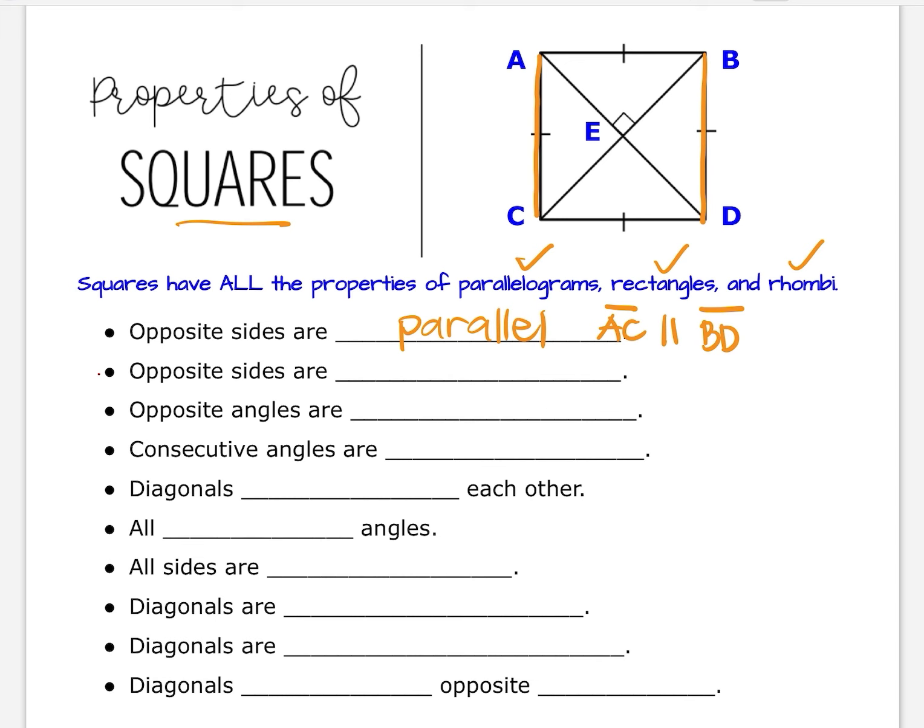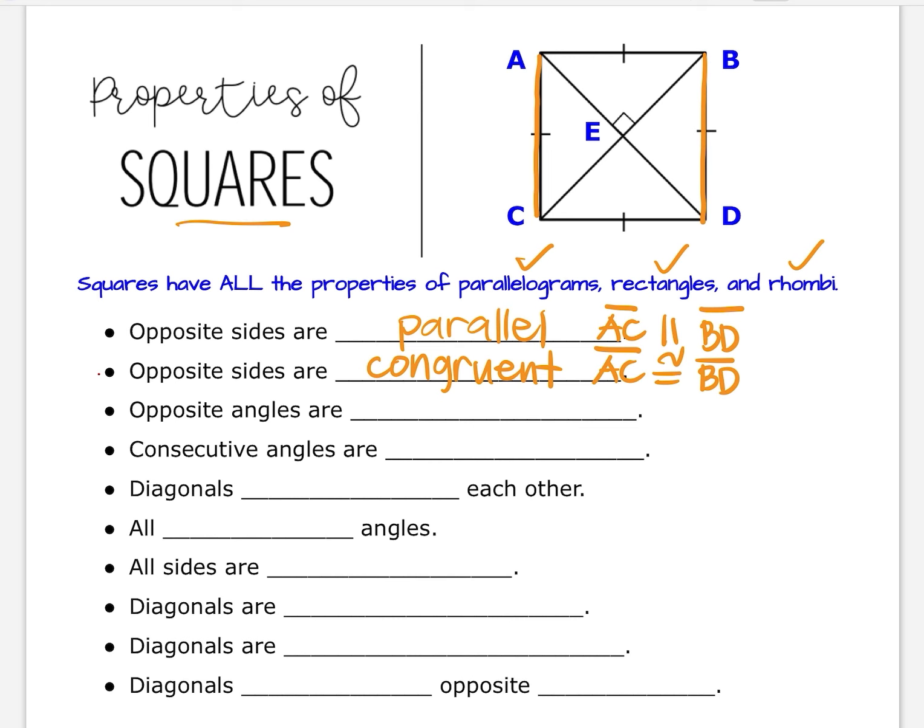The second property is that opposite sides are congruent. This simply means that opposite sides have the same measurement. So if we were to use the same sides, segment AC is congruent to segment BD, and it also follows that segment AB is congruent to segment CD.